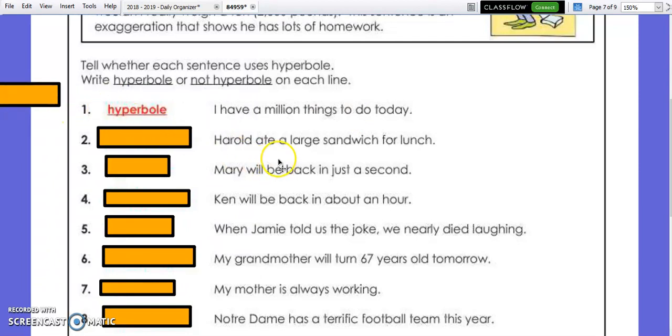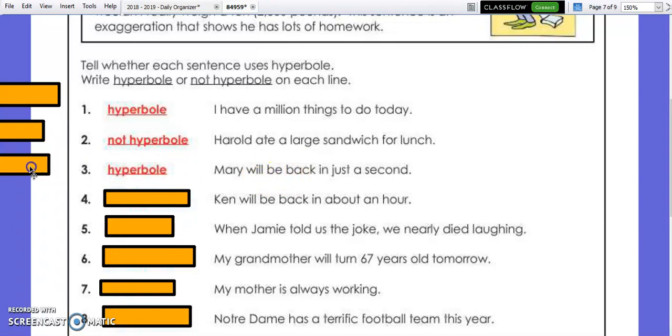Let's do the rest. Harold ate a large sandwich for lunch. This one is not hyperbole. Large is just a typical type of word that you could use to describe a big sandwich. Mary will be back in just a second. This one is hyperbole because the likelihood of Mary leaving and then coming back in 1 second is very little. Ken will be back in about an hour. This one is not hyperbole because it's logical that maybe he has something to do, run an errand, and come back in 60 minutes.